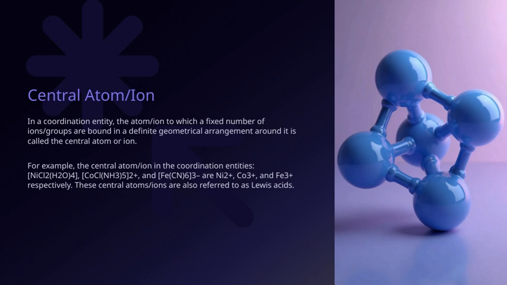Now, in any coordination entity, the central atom or ion is the one to which a specific number of ions or groups are bound. These are arranged in a definite geometric pattern around it, which is key to understanding the structure. So, when we talk about the central atom or ion, we're referring to that core component that holds everything together, both structurally and in terms of electron interactions. Recognizing this helps us understand the overall geometry and bonding in coordination compounds, which is fundamental to grasping their chemistry.